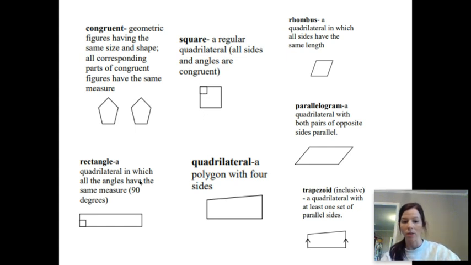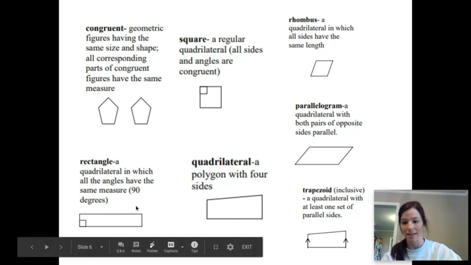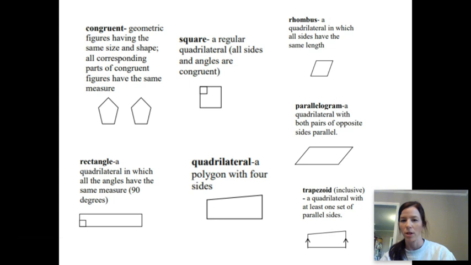Now, a rectangle is a quadrilateral in which all the angles have the same measure, 90 degrees, and they have opposite sides that are congruent. A rhombus is a quadrilateral in which all sides have the same length. And last but definitely not least is a trapezoid. A trapezoid is a quadrilateral with at least one set of parallel lines. So if any quadrilateral shape has one set of parallel lines, that means it is considered a trapezoid.